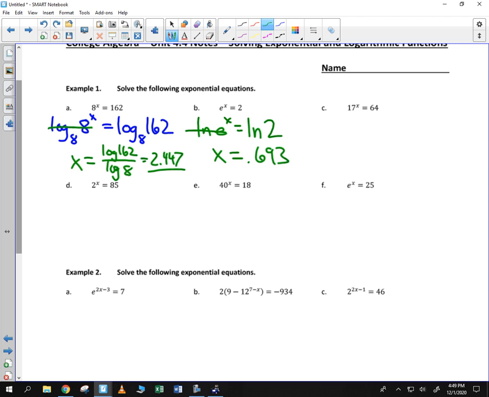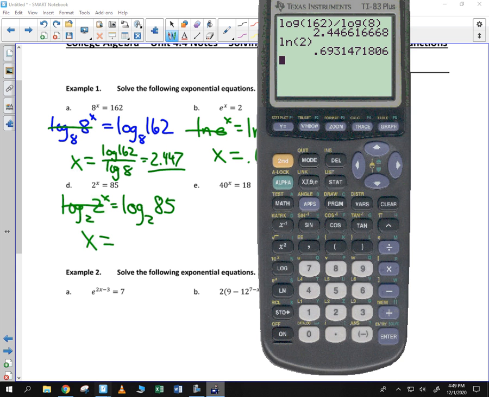Try another one here. We'll try d. 2 to the x is 85. I'll take the log base 2 of both sides. Notice those go away. I get x is equal to log base 2 of 85. I take the log of 85 and divide it by the log of 2.